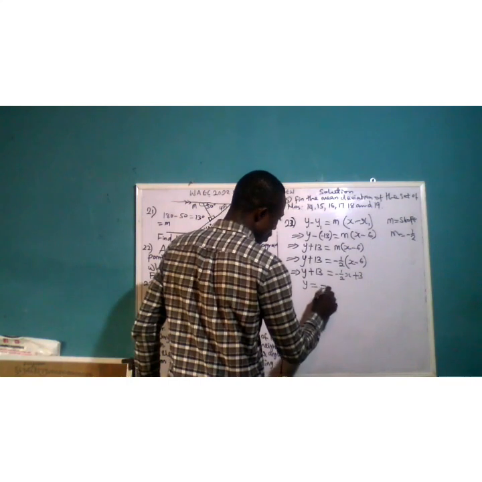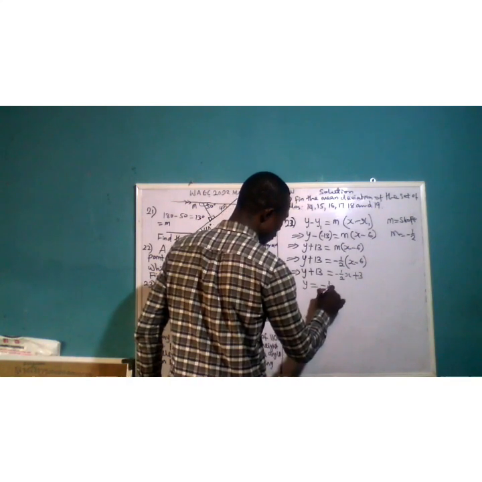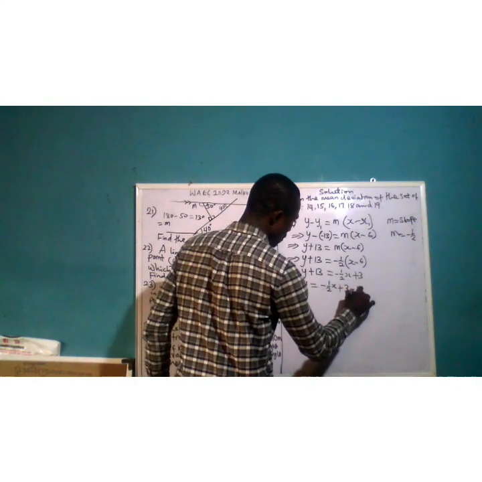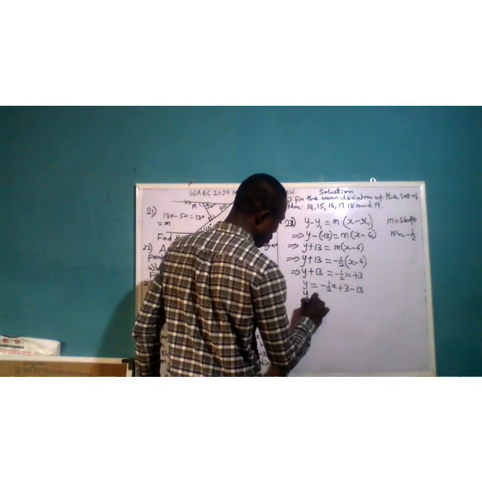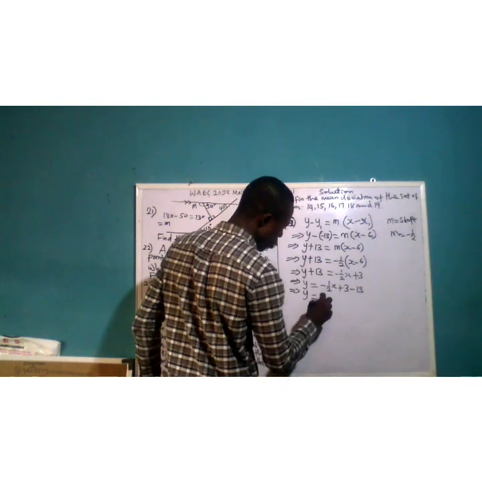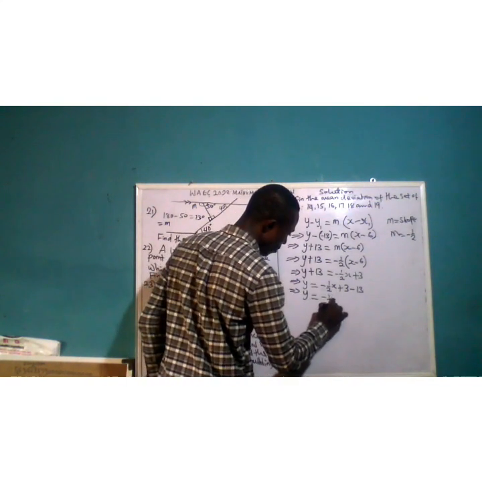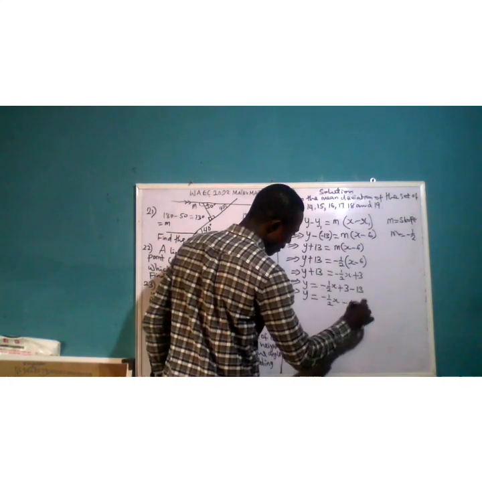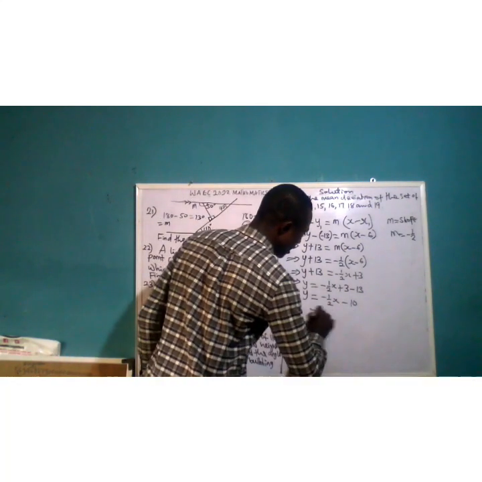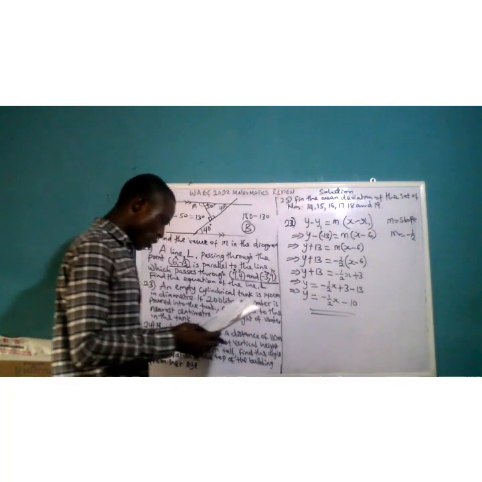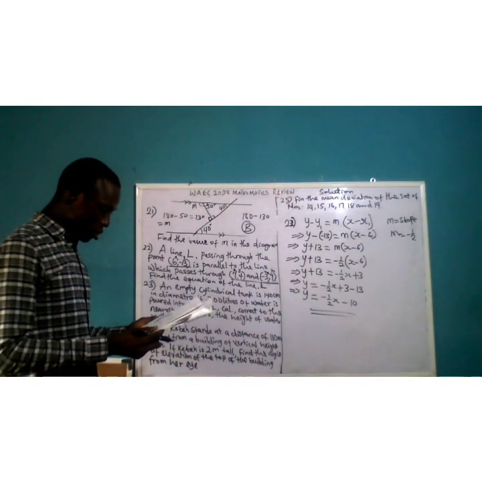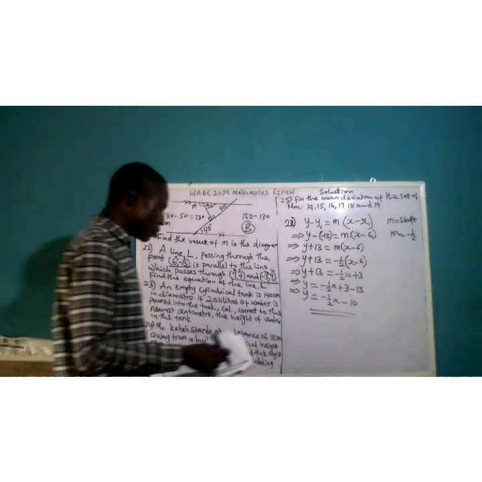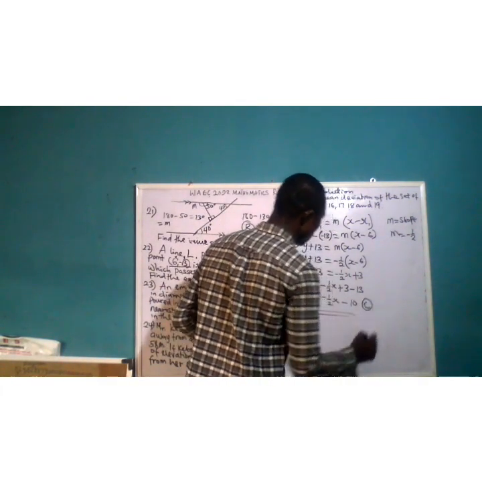negative half x plus 3 minus 13. And that will give you y to be equal to negative half x minus 10. This is the equation of line L. Okay, let's look at this among the options under question number 22. Option C. Option C is the correct option.